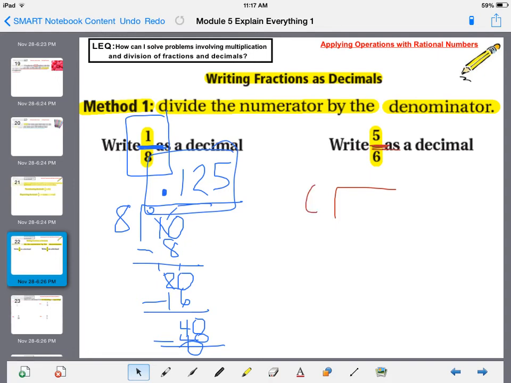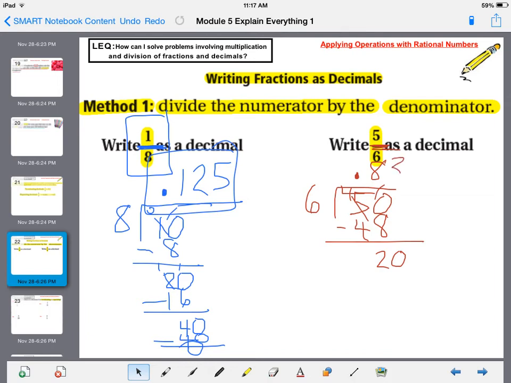The denominator goes on the outside, the numerator goes on the inside. He's our dividend. 6 cannot go into 5 whole times, so that means these are going to be pieces, and we introduce decimal point and zeros. 6 goes into 50 8 times, and I take 48 from 50, and I get 2. And I continue adding zeros until I get either a terminating or repeating decimal.